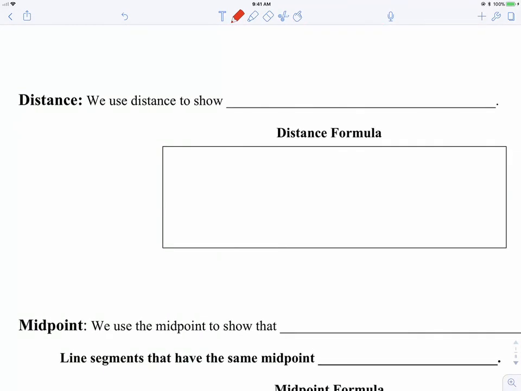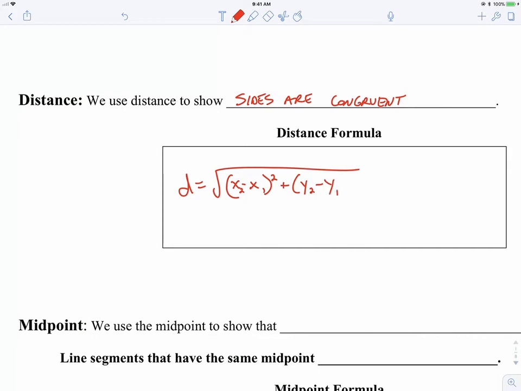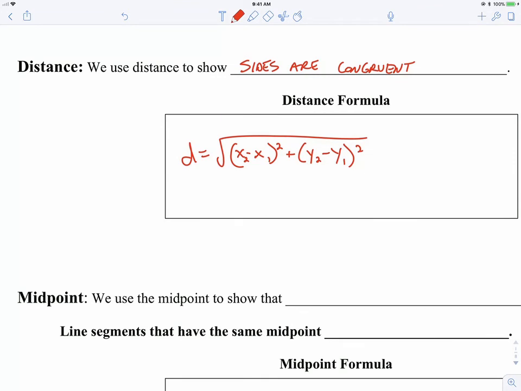For distance formula, we use distance formula to show that sides are congruent. So a reminder of the distance formula, if you want to find the distance between 2 points, you subtract your x's and square them, plus subtract your y's and square them. And that's how you get the distance between 2 points. You'll recall that this was really Pythagorean theorem, like that's a leg and that's a leg. When we subtract the x's, we're really finding the length of a leg, and when we subtract the y's, we're finding the length of another leg.